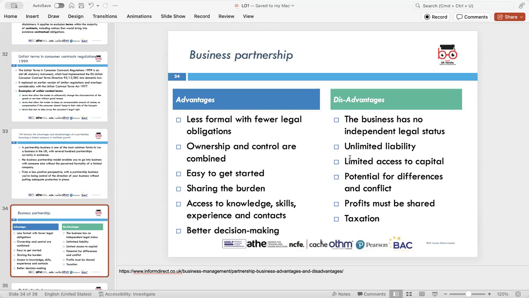When we talk about disadvantages: unlimited liability, limited access to capital, potential for differences and conflict. Profit must be shared, whatever profit the business makes has to be divided among the partners. Then finally, taxation: the way the business is taxed can be less favorable compared to other structures.